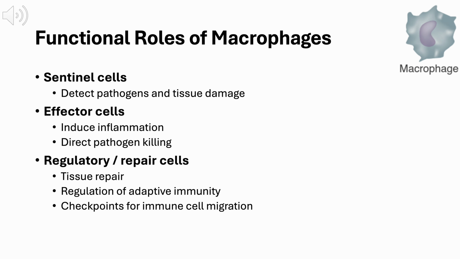Macrophages help regulate adaptive immunity, control the recruitment and movement of other immune cells, and promote tissue repair after the initial threat has been contained. This versatility allows the same cell population to initiate inflammation, sustain host defense, and later help resolve the response and restore tissue homeostasis.